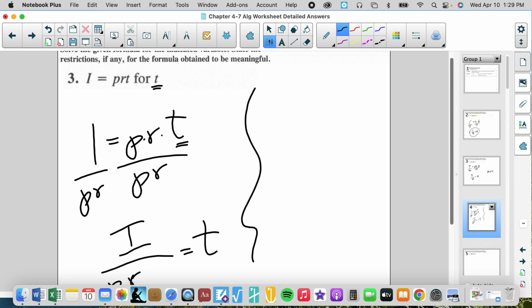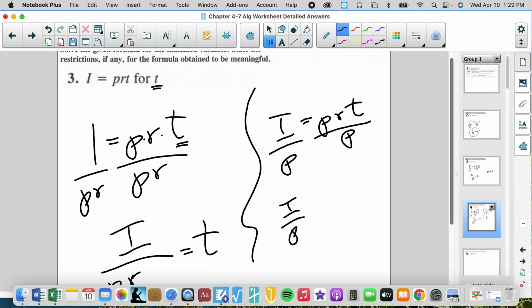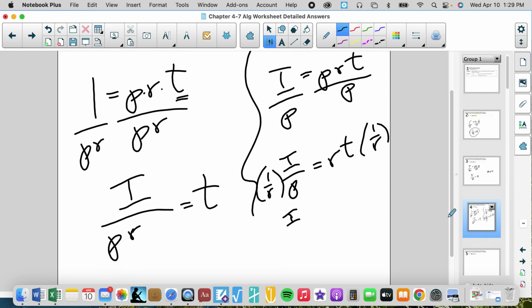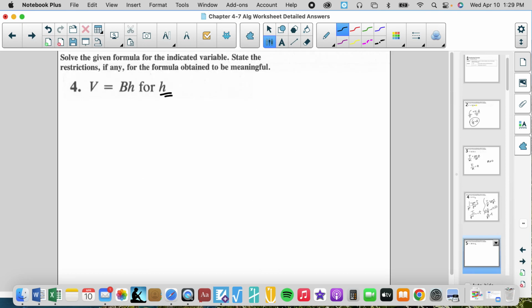There are students who would do it one at a time. So some students would divide by P first. You get I over P equals RT. Now we can't divide by R because we get that ugliness. And so we would have to multiply by the reciprocal, which is 1 over R. And we still get interest over rate times P. Actually, we would do PR, alphabetical order, equals T. So same answer. This left side's more efficient because you can do it in one fell swoop.